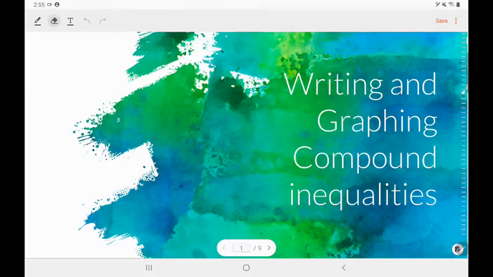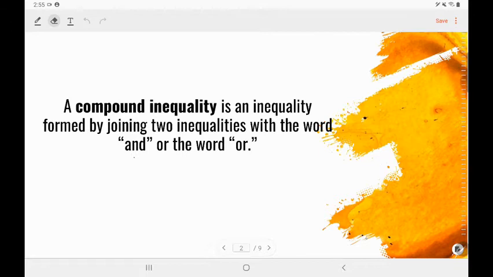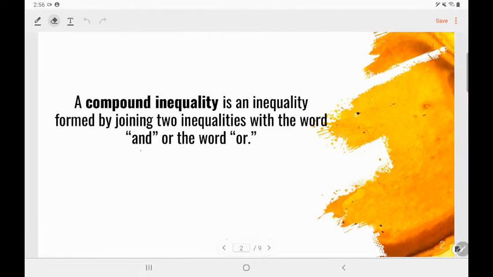We're going to be talking about writing and graphing compound inequalities. To begin, let's go over the definition. A compound inequality is an inequality formed by joining two inequalities, so two, with the word "and" or the word "or." Let's go over what we mean by "and" or "or."